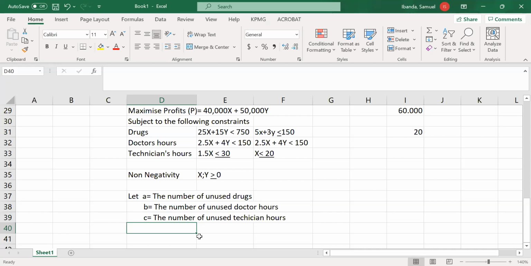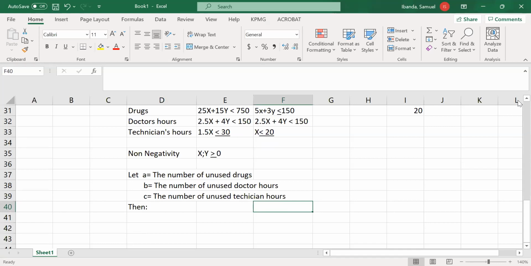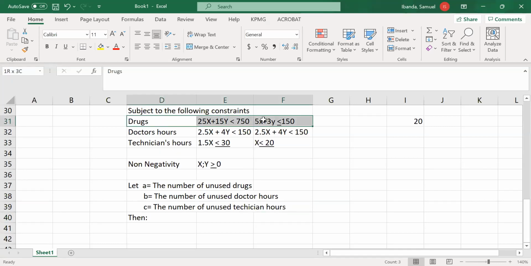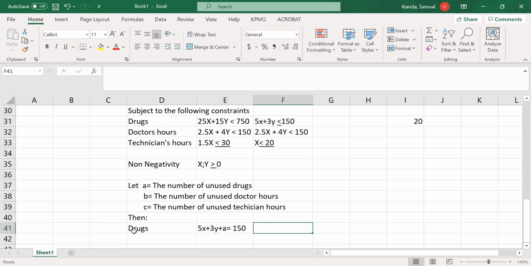So after we have done that, our functions are going to be like this. I want you to observe very critically. So whatever you have as doctor's hours, drugs, let's first start with the drugs. Your drugs will be this. Instead of us having this less or equal, we'll have a plus a equaling to 150. So 5x plus 3y plus a is equal to 150.